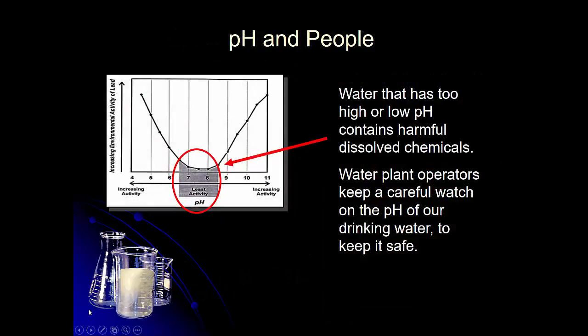For people, water that has too high or low pH contains harmful dissolved chemicals, because remember that means that there's either lots of positive H3O+ ions or lots of negative OH- ions. And either way, those ions are going to attract lots of metals. If you are part of the water plant operators who clean the water sources, you have to keep a close look at the pH of our water to make sure that it stays safe. It has to be within the range from 6.5 to 8.5, or it is dangerous, especially in terms of the amount of lead.